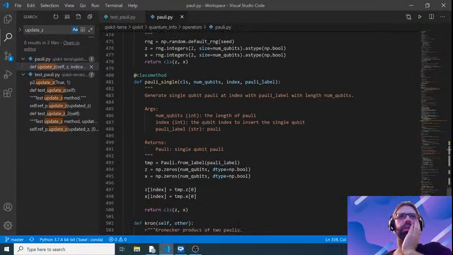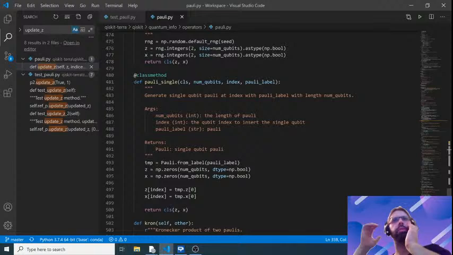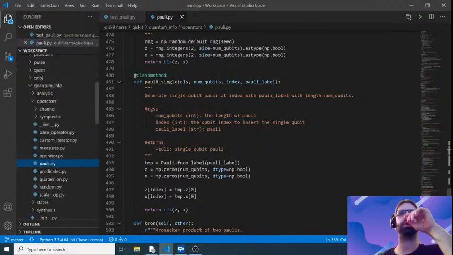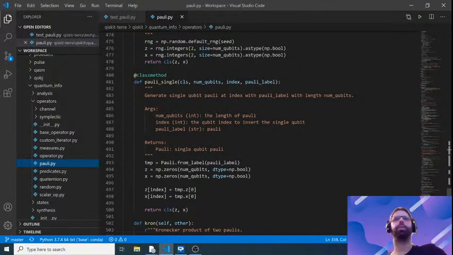Pauli single. Generate single qubit Pauli at index with Pauli label. One thing that I don't get is why you have all this index thing in here. Is it that you have a set of qubits and with this class you can compose a gate made of Paulis or something like this?